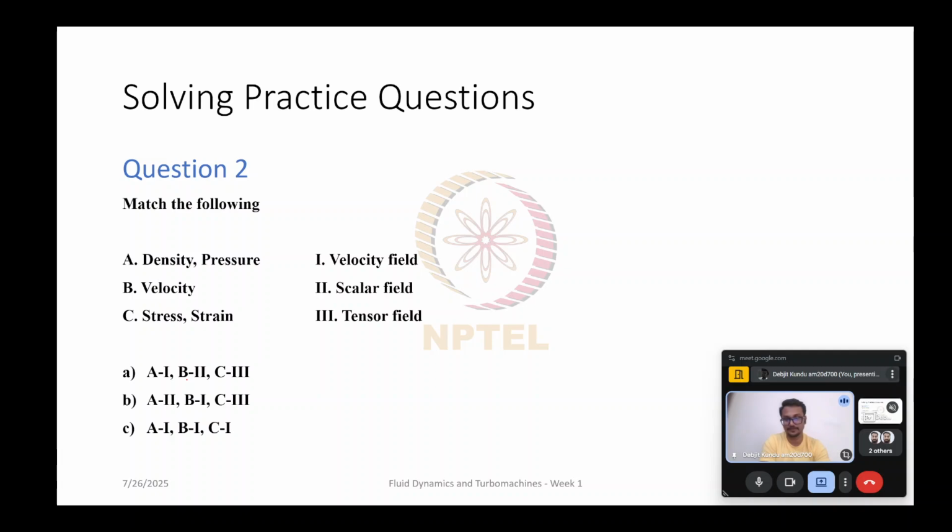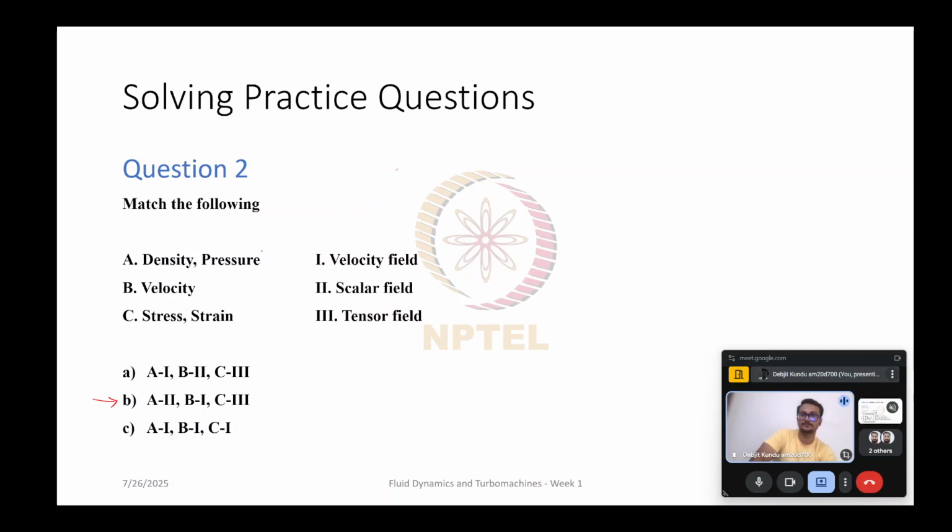And as always, you can either unmute and answer, or you can type in the chat box as well. So we have one response in favor of option B, that is A2, B1, C3. So let's try to match them one by one.